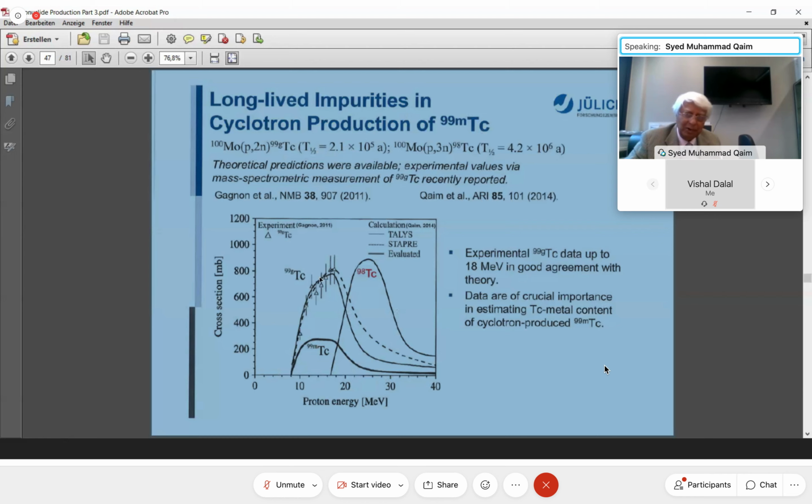Which means if you produce technetium-99m in a cyclotron, you will always have 3 or 4 times more technetium-99g. And that may not be acceptable, because firstly the synthesis may not work, and secondly the present rules of the pharmacopoeia tell us that the level of technetium-99g should not be high.